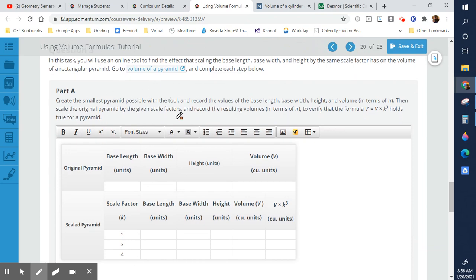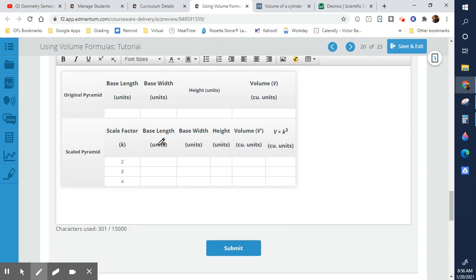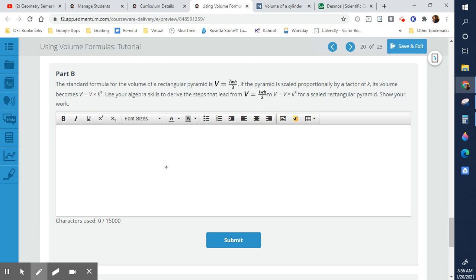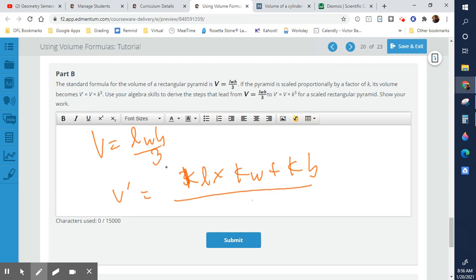The next one, we're going to do this time with the volume of a pyramid. So if we look at the volume of a pyramid, we have volume equals LWH over 3. So this V prime will be written as KL times KW times KH all over 3. And this will end up being K cubed LWH over 3, which again is K cubed bigger.